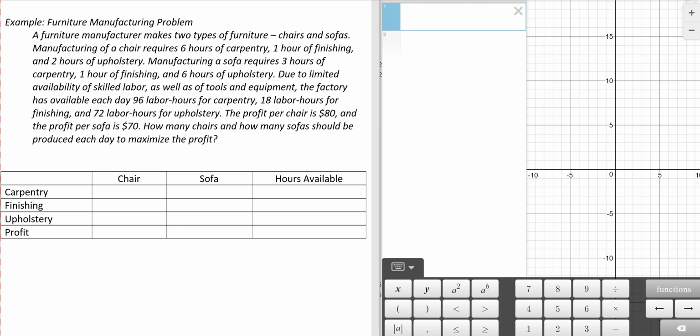Down below I have a table that's been already established. A lot of times writing and setting up the tables is the most difficult piece, but once the table's set up, then it's a matter of putting the information in. The way I decided to set up this table has to do with the fact that we have chairs and sofas, and there are 3 different things required to actually make them. Chairs and sofas have a profit, and there are hours that are constraining how much carpentry, finishing, and upholstery we can do. So let's go back through the problem and take each piece of information, plug it into the table.